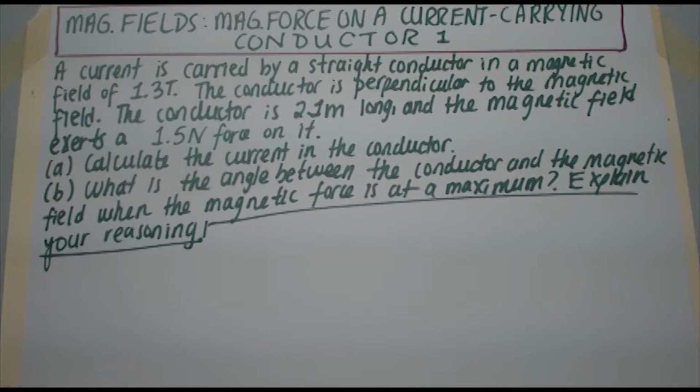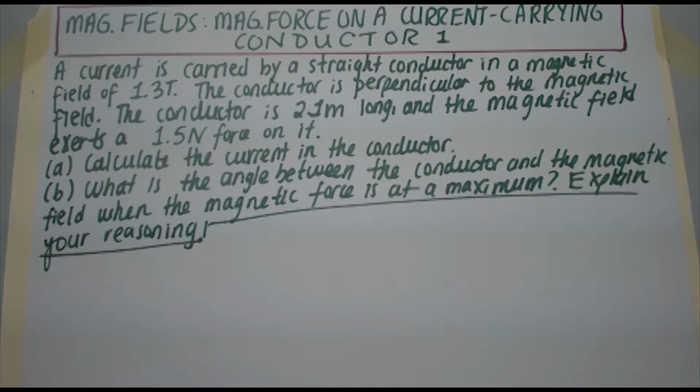Let's do magnetic fields, magnetic force on a current carrying conductor 1. A current is carried by a straight conductor in a magnetic field of 1.3 Tesla. The conductor is perpendicular to the magnetic field. The conductor is 2.1 meters long and the magnetic field exerts a 1.5 Newton force on it.